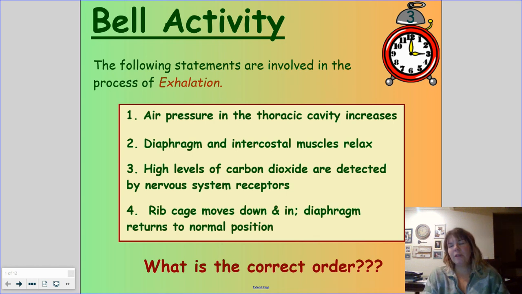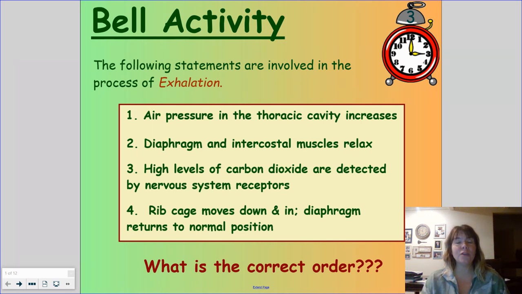Right, ladies and gentlemen, let's get started on the next video for our learning of respiration. This is called the mechanics of breathing, and we are going to learn how to read a graph. So I want you to take a moment and look at these statements. It says the following statements are involved in the process of exhalation.